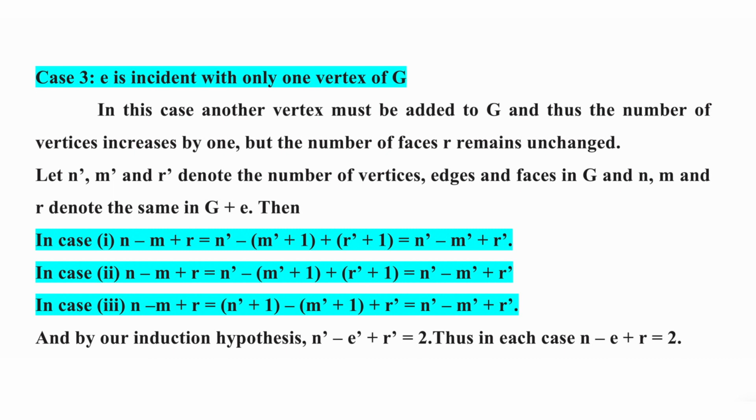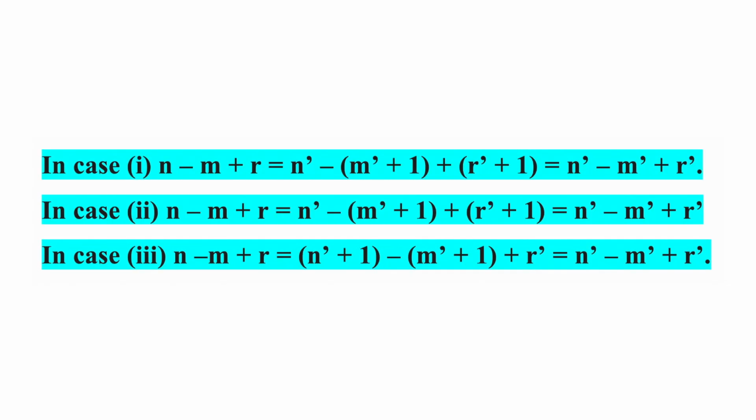Let n', m' and r' denote the number of vertices, edges and faces in G, and n, m and r denote the same in G plus e. In case 1, n minus m plus r equals n' minus (m' plus 1) plus (r' plus 1), which equals n' minus m' plus r'.